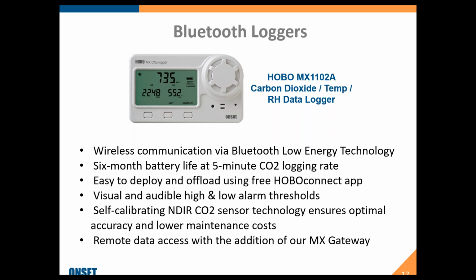So again, easy to deploy with our Hobo Connect app. It does offer audible and visual alarms. So you'll see on the LCD screen, you have a little bell icon, you get a red light, and you'll also hear a beep should any of those thresholds, high or low, that you set be passed. And I mentioned the CO2 sensor. So it does have a self-calibrating NDIR CO2 sensor.